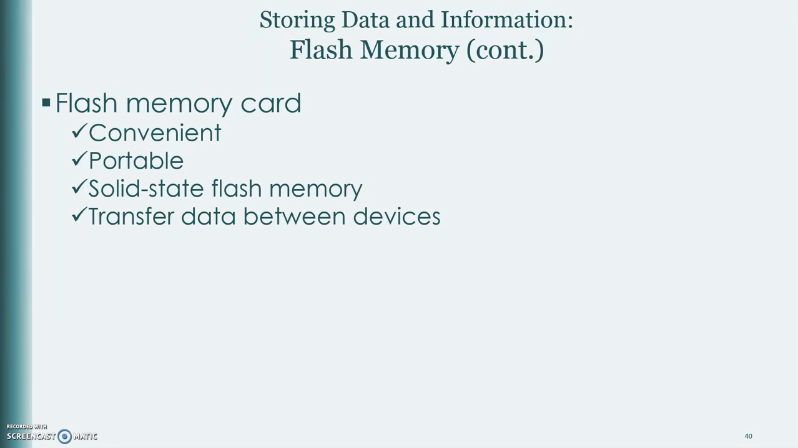A flash memory card, something like an SD card, is another convenient means of portable storage. Just like flash drives, memory cards use solid-state flash memory. These are what you're going to see inside some of your phones, inside your cameras, things like that. They let you transfer digital data between your computer and devices like your cameras, smartphones, video cameras, and printers.